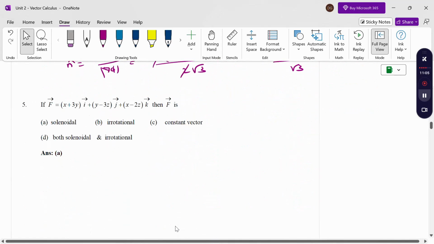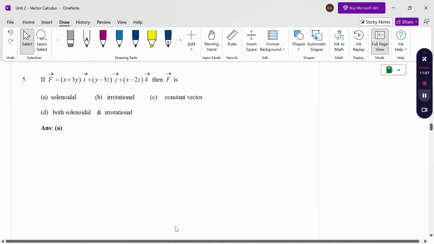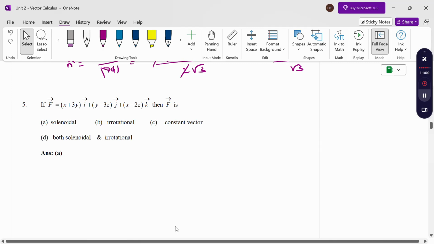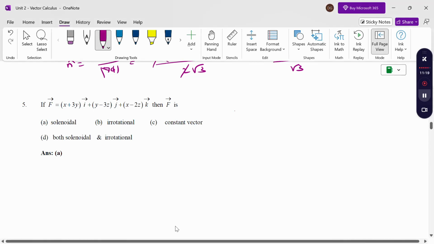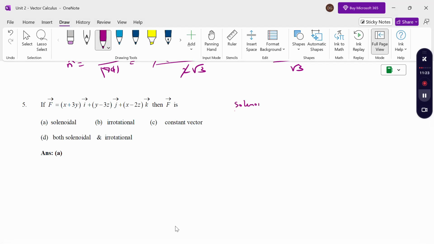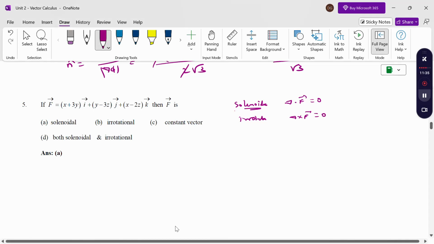Then next problem. See, f vector is given, then check whether this is solenoidal, irrotational, constant vector, or both solenoidal and irrotational. So first of all, to check with this problem, del dot f: when del dot f vector is 0 it is solenoidal, and when del cross f vector is 0 it is irrotational. So therefore first find del dot f vector.